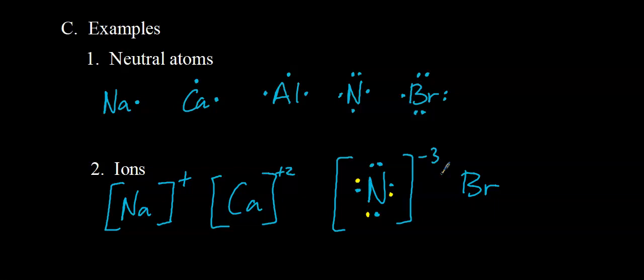Go ahead and pause the video. Draw a Lewis structure for the ion that forms from bromine. Bromine likes to gain 1 electron to form an ion with a -1 charge. There is the Lewis structure for the bromide ion.